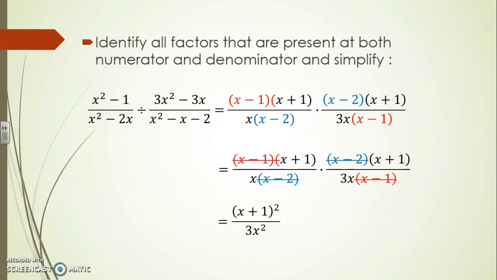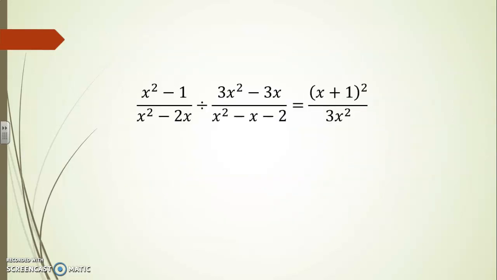Some prohibited values have disappeared in this cancellation, so perhaps we should take note of them. So x equals 1 and x equals 2 created zero denominators originally, and they've disappeared. That doesn't give you the right to use those values all of a sudden. Okay, so in conclusion, we have simplified this quotient into x plus 1 squared over 3x squared. But a lot of restrictions are imposed in terms of where this equality is true.